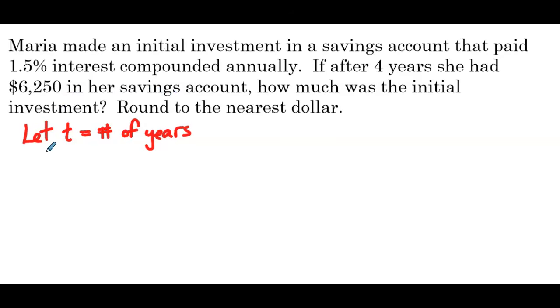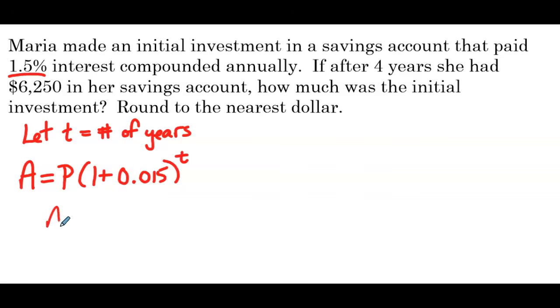So now we need to create our exponential growth function. So A equals P, where P is the initial amount, and rereading the problem, they don't tell us how much she initially invested in the account. So we'll leave that as P for right now. And then we have 1 plus our growth rate, which is 1.5%, so the decimal equivalent is 0.015, to the t. So our exponential function right now is A equals P times 1.015 to the t.